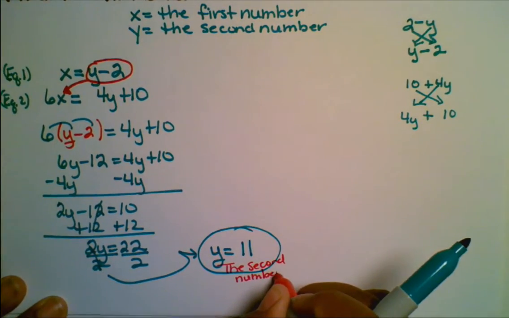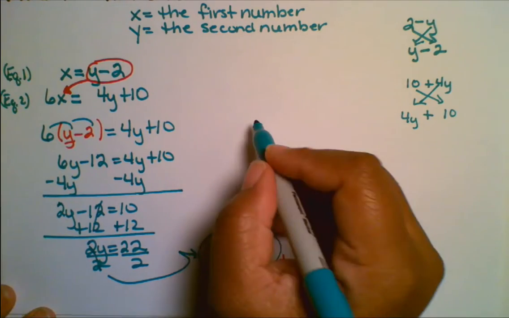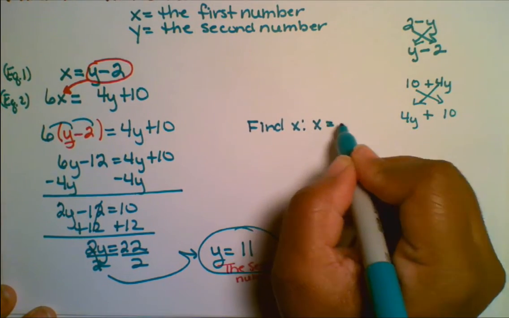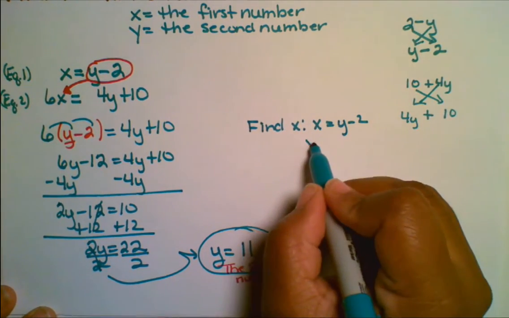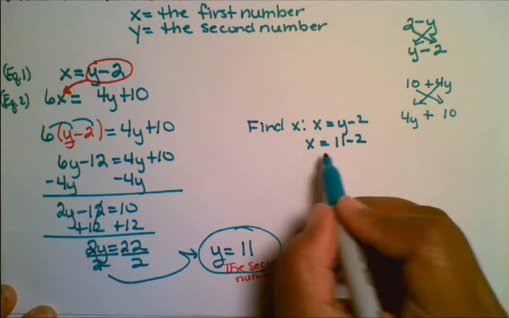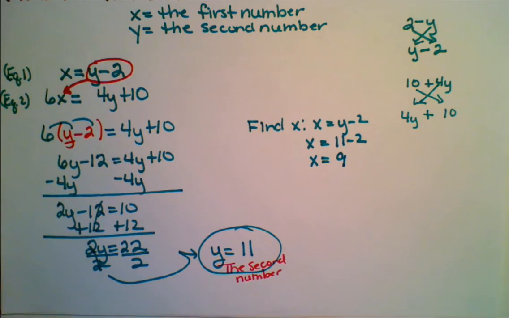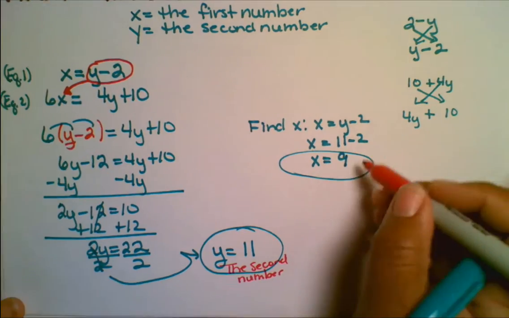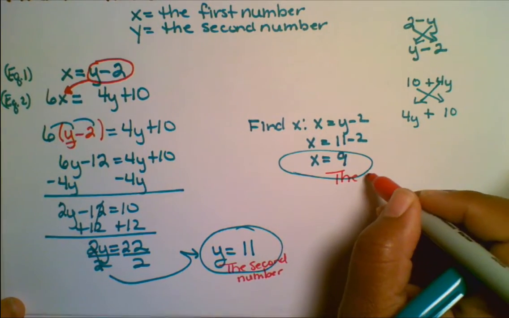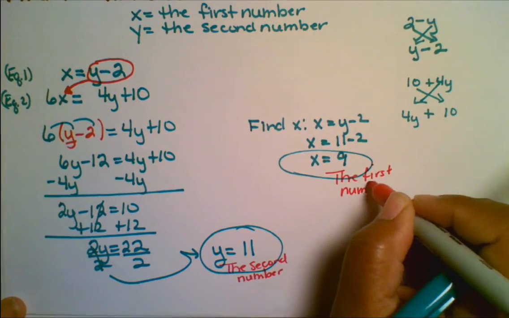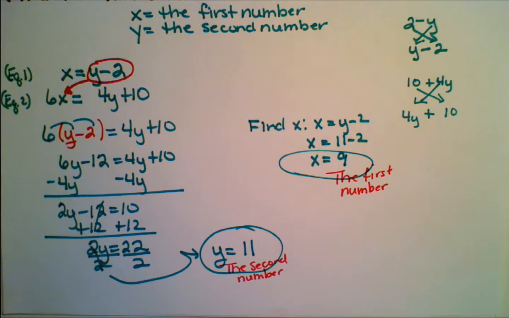Let's find the first. So we're going to go back where we're going to find x. And let's use the equation x is equal to y minus 2, where we're going to substitute 11 in for y, and x is equal to 9. This will be our first number. So we have our solution. Our first number is 9. Our second number is 11.